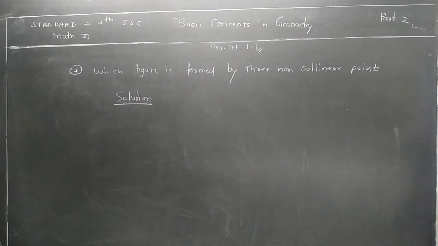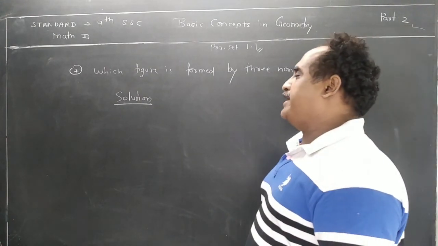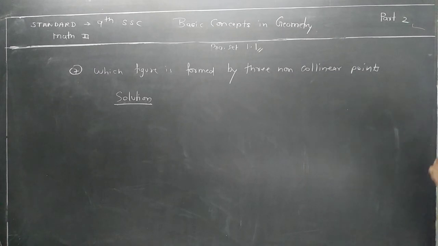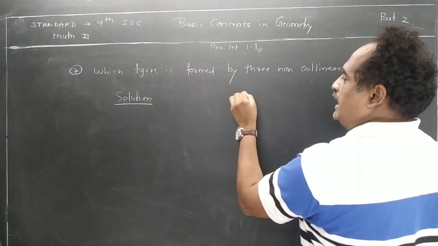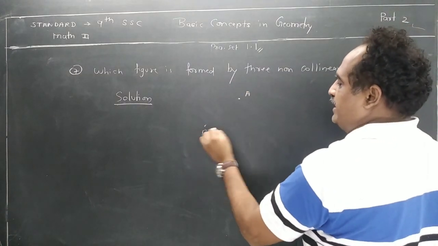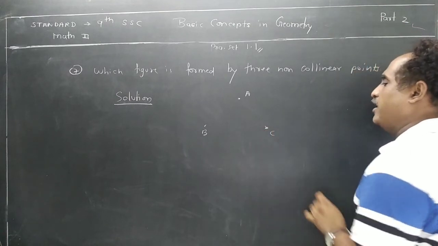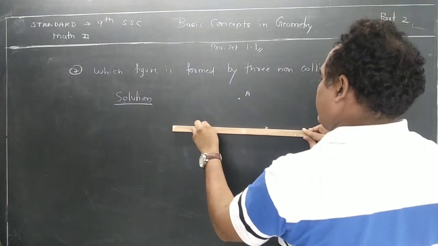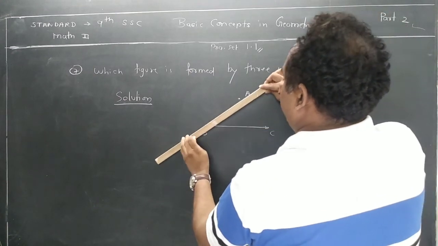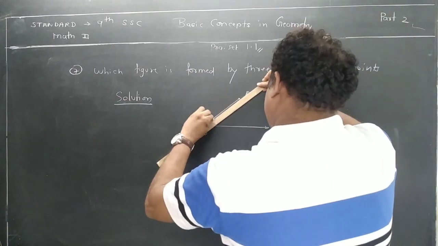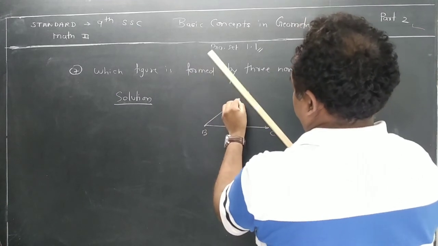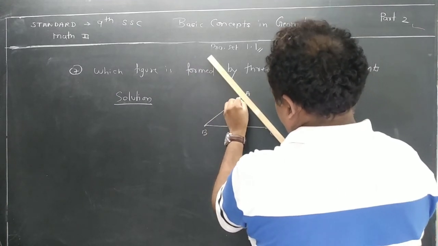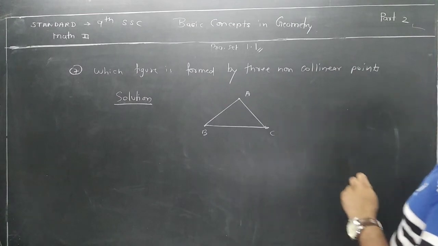So last question, which figure is formed by 3 non-collinear points? 3 non-collinear, that are not in one line. So you first take the 3 points. So I am taking point A, point B and point C. Shall I call them non-collinear points? You join them. So students, this figure is what?